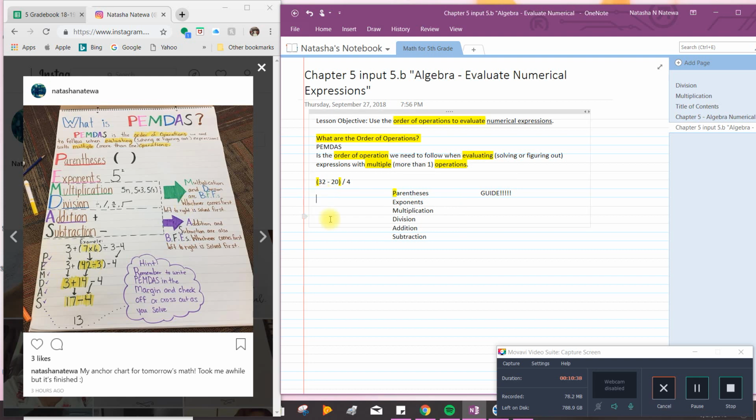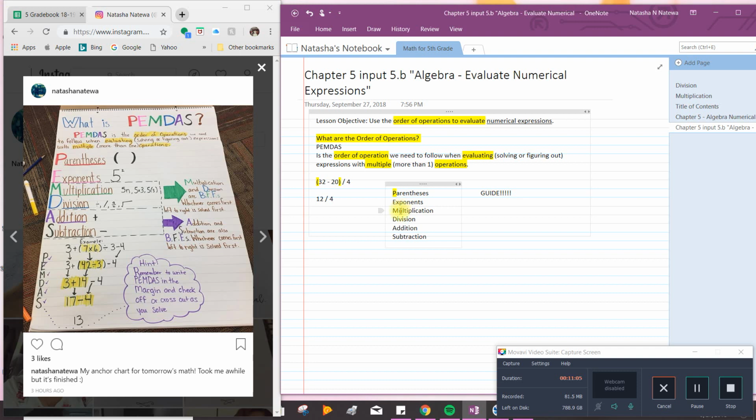So what's 32 minus 20? Stop the video and solve what 32 minus 20 is. 32 minus 20 is 12. Did you get 12? Good. All right. Now, we can't forget the division sign here and the 4. So we're going to have to bring that 12 down, 12 divided by 4.